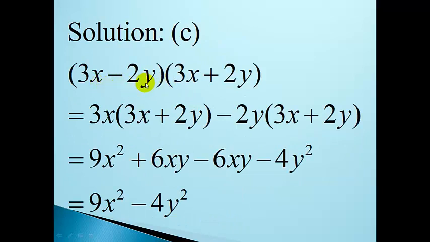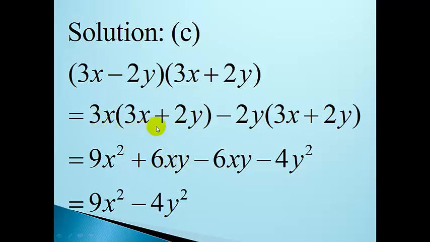Now 3x minus 2y times 3x plus 2y. So 3x multiplies all the expression in the second bracket. Then minus 2y also multiplies the second bracket. Now 3x times 3x will give us 9x squared. Plus 3x times 2y will give us 6xy.